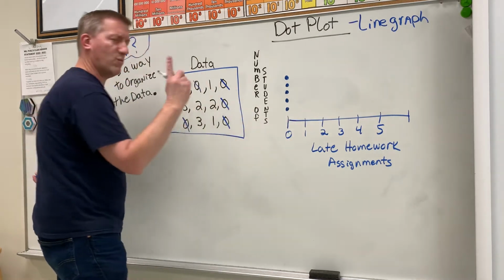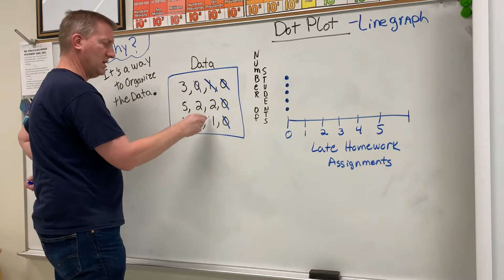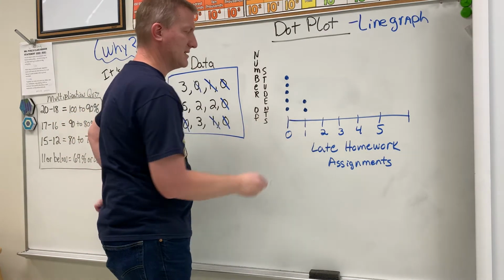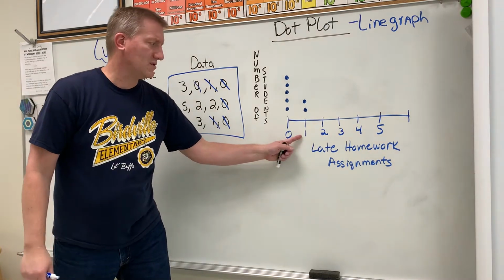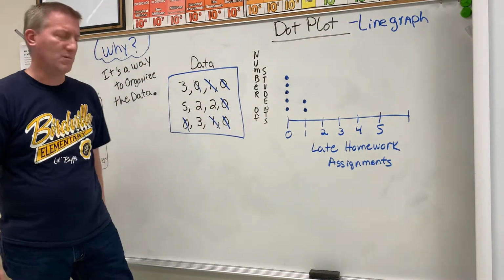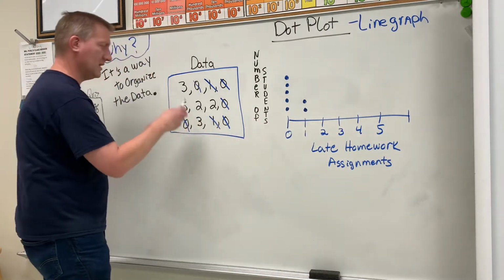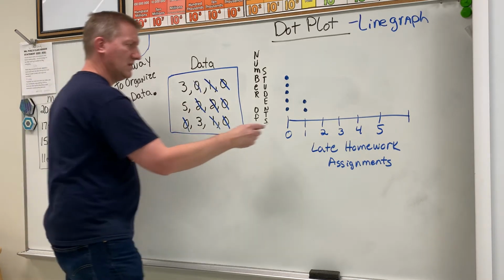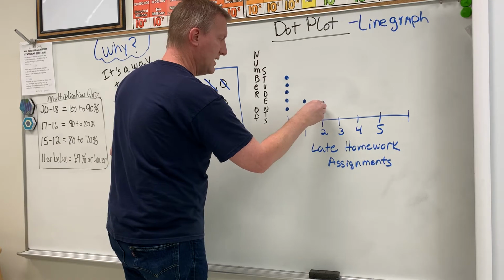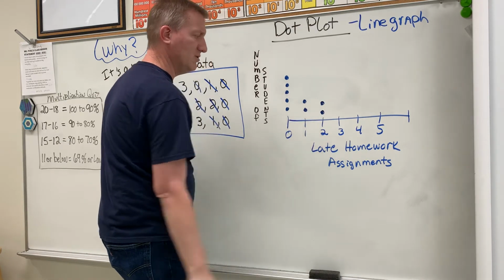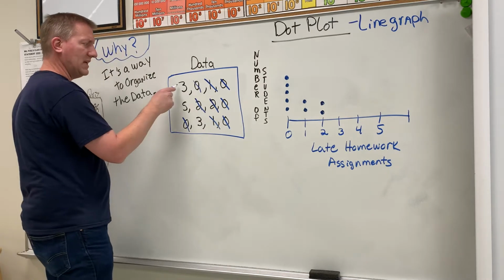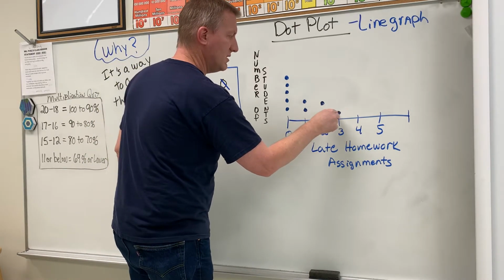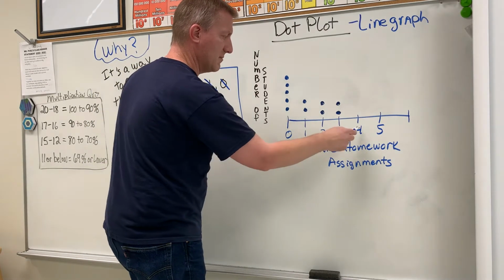All right, how many people have 1 late homework assignment? Well, I have 1, 2. So I'm going to make 2 dots. Okay, so this tells me 2 students have 1 late homework assignment. Now I'm going to go to 2. Let's see how many I have. None in that row. I have 1, 2. So I have 2 also. So again, just 2 dots. 2 students have 2 late homework assignments. How about 3? Well, I have 1, 2. 2 students again have 3 late homework assignments.